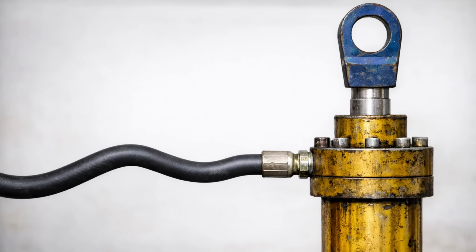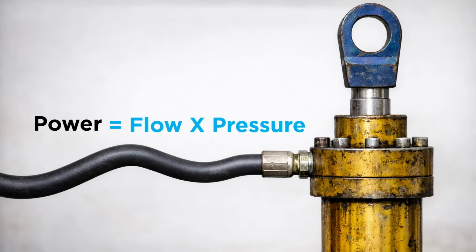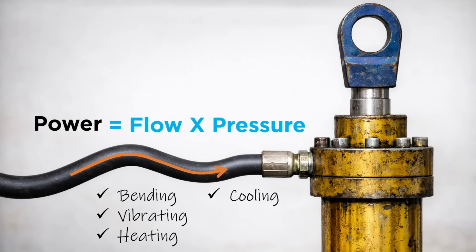A hydraulic hose is not a pipe. It is not just transmitting a fluid. A hydraulic hose is a power transmitting machine element. And this is why the hose selection becomes critical to transmit the power while bending, vibrating, heating, cooling and aging over the time.